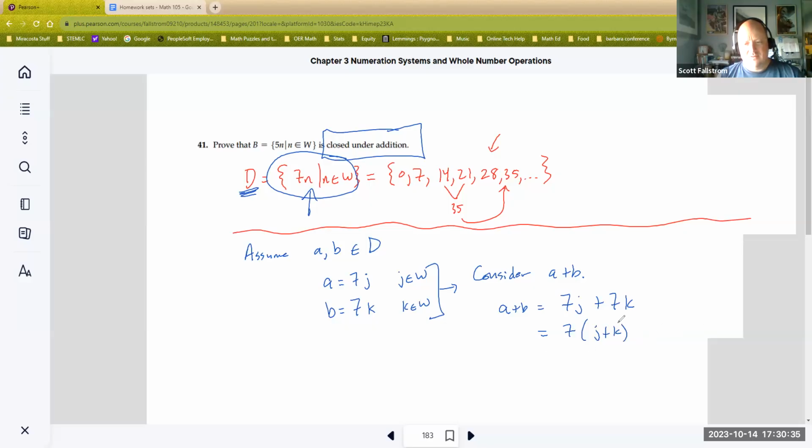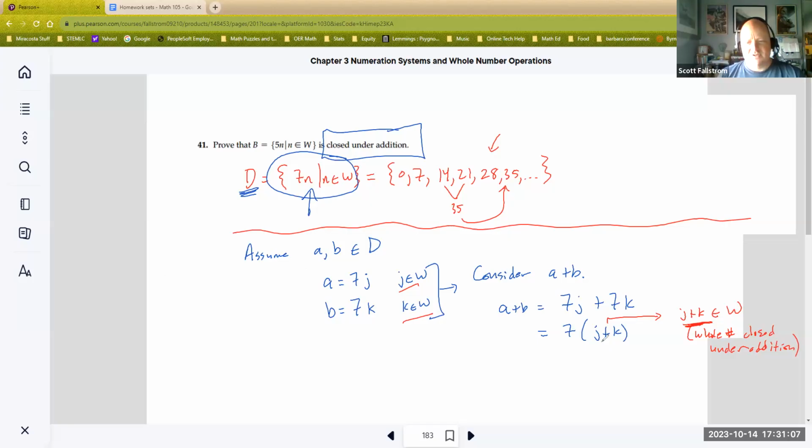And take a look here. J plus K is a whole number. Remember, J was a whole number, K was a whole number. So J plus K is a whole number. Why? Because the whole numbers are closed under addition. My set, maybe, maybe not, but the whole numbers we definitely know are closed under addition. So this object, J plus K, is just a whole number.